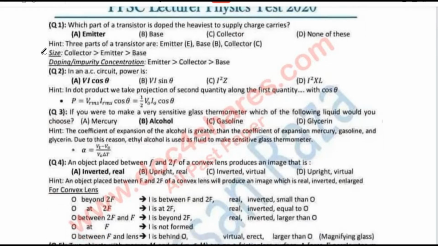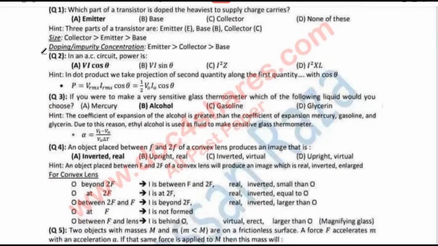Next question: in an AC circuit, power is VI cos theta, VI sin theta, I square Z, or I square cross L. The answer is A, VI cos theta. In the hint, in a dot product, we take the projection of the second quantity along the first quantity with cos theta. You can see that P is equal to V RMS, I RMS into cos theta. So the answer is 1 by 2 V naught I naught cos theta.